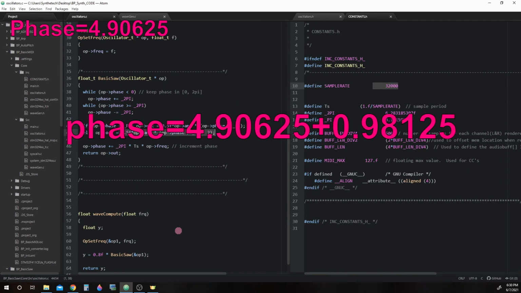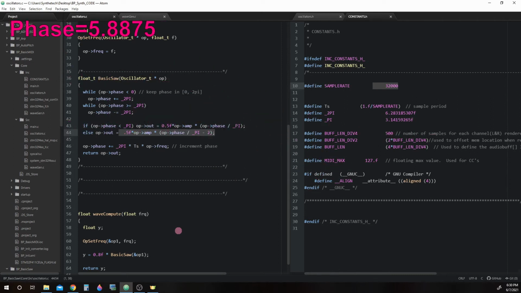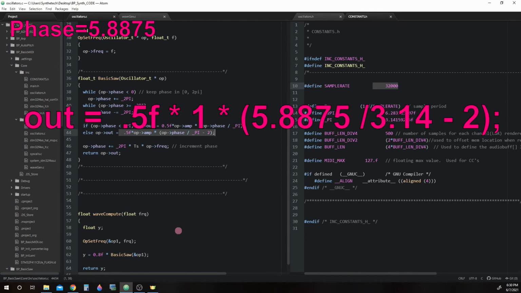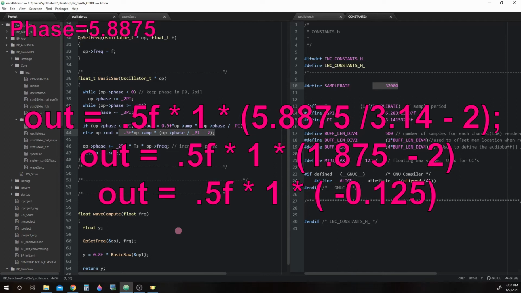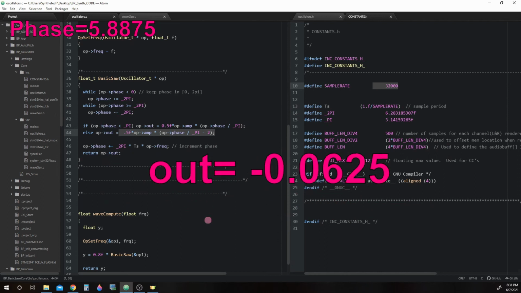Phase equals 4.90625 plus 0.98125, and our result is phase equals 5.8875. We return the sample value of negative 0.21875 and head back to get another sample. Again, we plug in our values and we get out equals 0.5 times 1 times 5.8875 divided by pi minus 2, which equates to 0.5 times 1 times 1.875 minus 2, and that equates to 0.5 times 1 times negative 0.125, with our final result of out equals negative 0.0625.